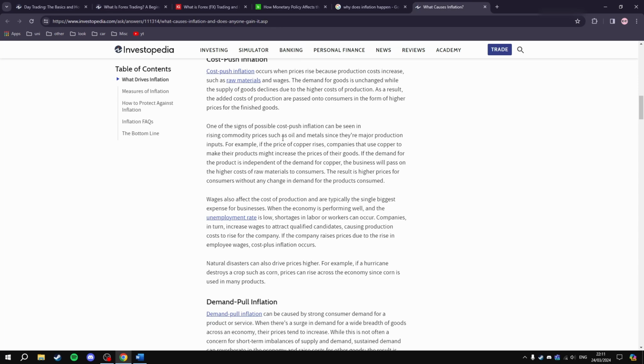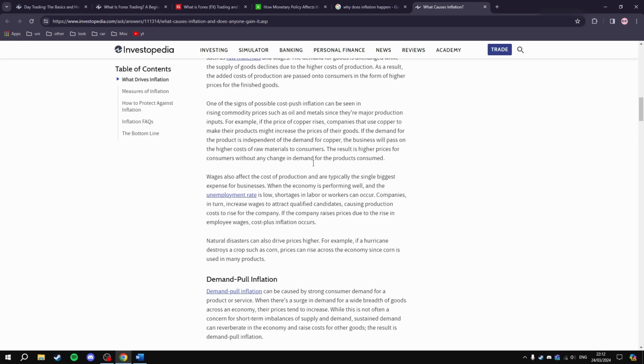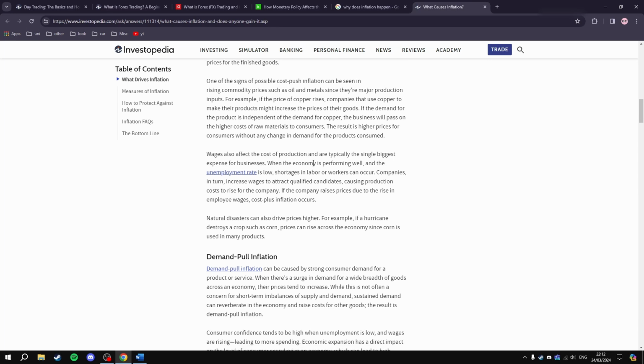One of the signs of possible cost push inflation can be seen in the rising commodity prices such as oils and metals, since they're major production inputs. For example, if the price of copper rises, companies that use copper to make their products might increase the price of their goods. If demand for the products is independent of the demand for the copper, the business will pass on the higher cost of raw materials to consumers. The result is higher prices for the consumers without any change in demand for the products consumed.